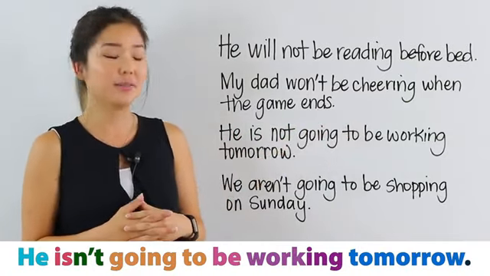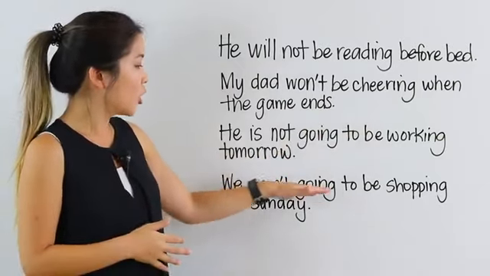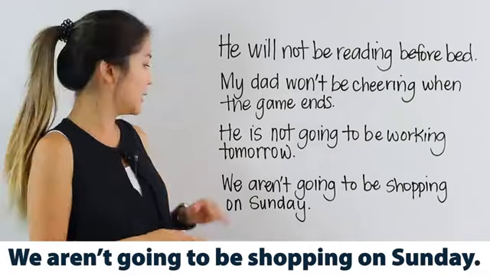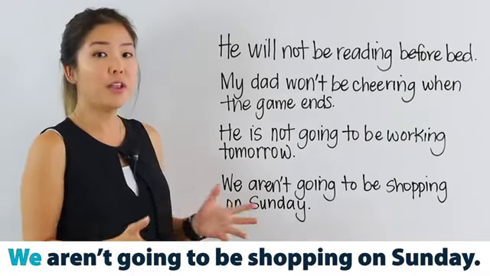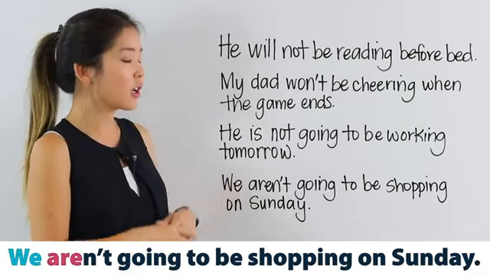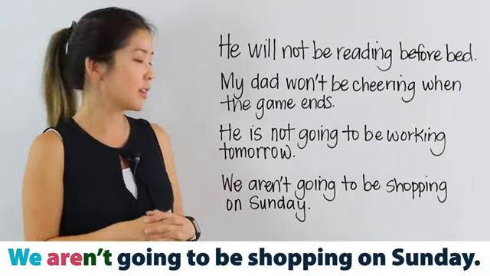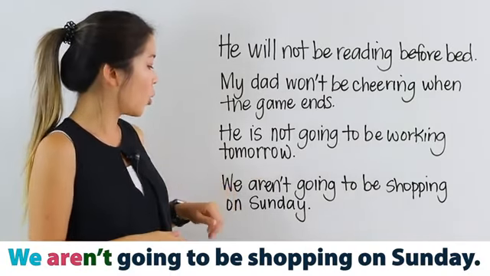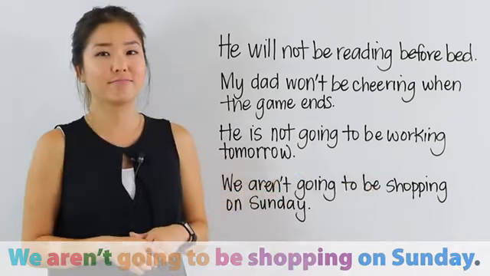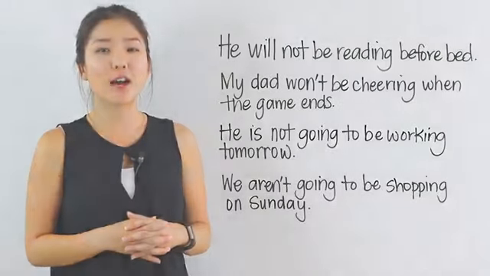That's okay as well. We aren't going to be shopping on Sunday. Here, the subject is we, and so the be verb to use is are. I used a contraction here, aren't, for are not. We are not, or we aren't, going to be shopping on Sunday. Great job. Let's move on.